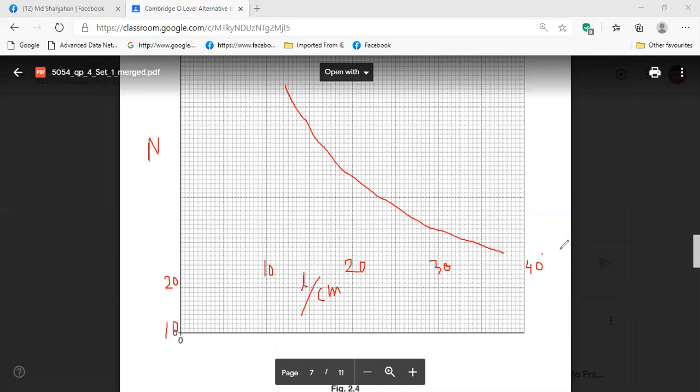So do it and send the diagram in our messenger group. Okay, sir. With your pencil, you should draw this diagram. Never use pen. Are you using pencil? Yes, sir. Of course you have to use pencil, and it is a sharp pencil.